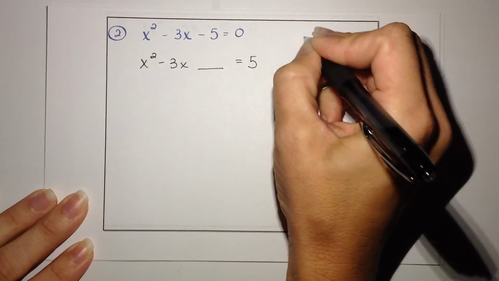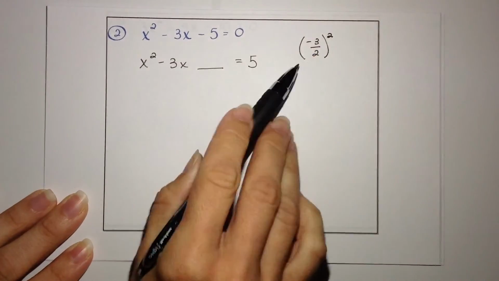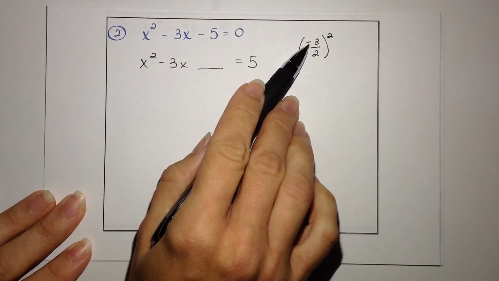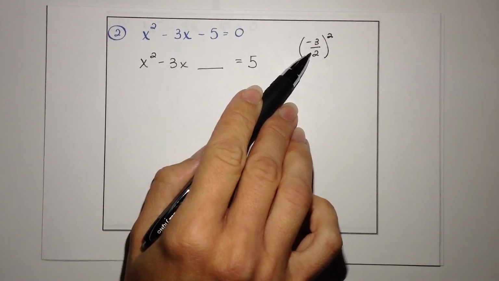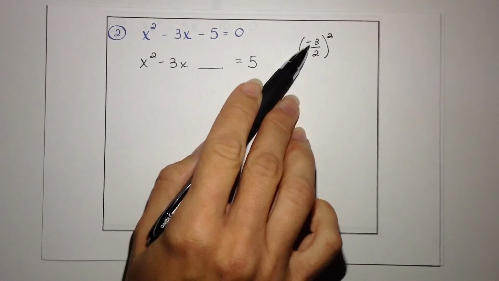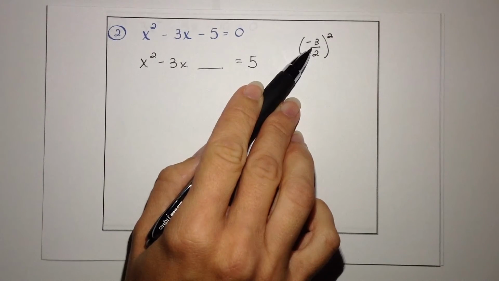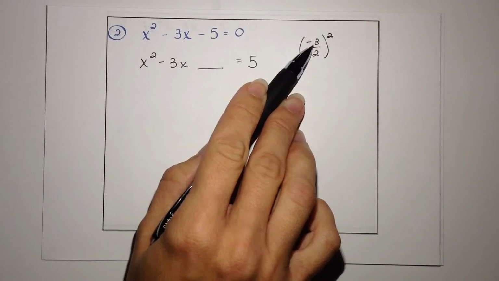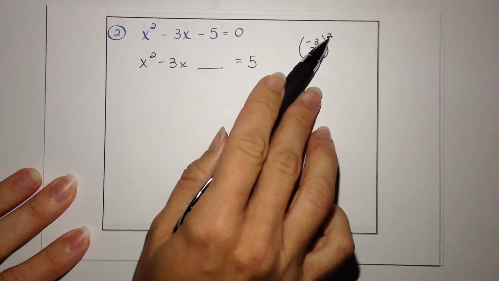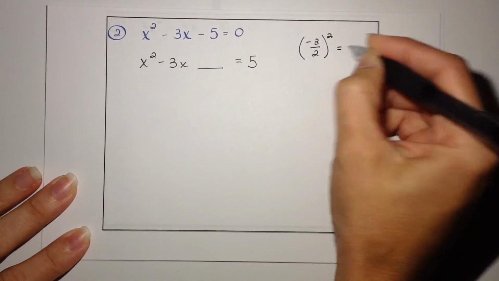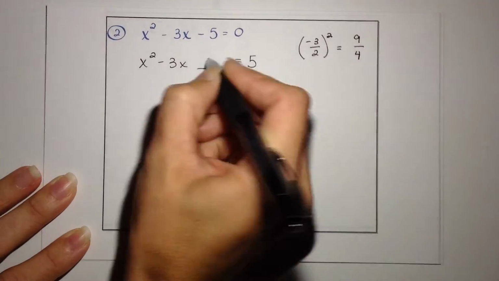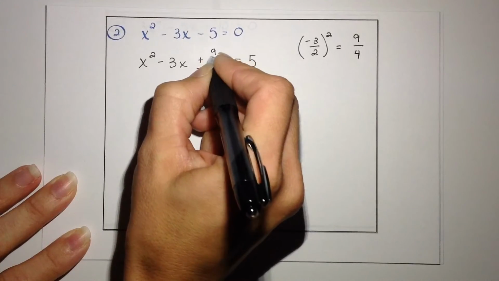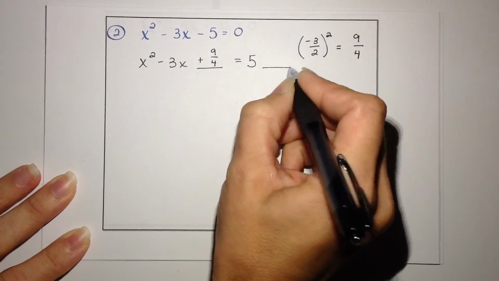Take half of it and square it. Now this time my numerator, of course, is an odd number, so you can't divide and get a nice little whole number. So in a case like this, leave it in fraction form. So just leave it as -3 over 2, but now go ahead and square. So that's going to give us a positive 9 over 4. So I'm going to add 9/4. So remember, you got to add it on both sides.